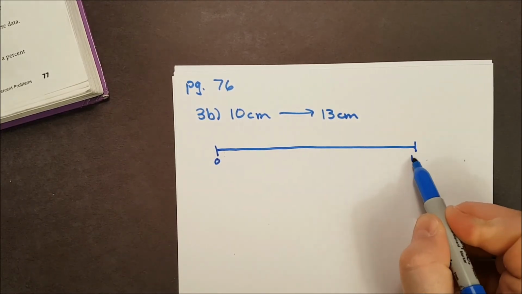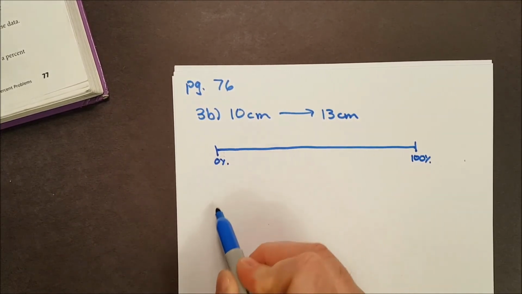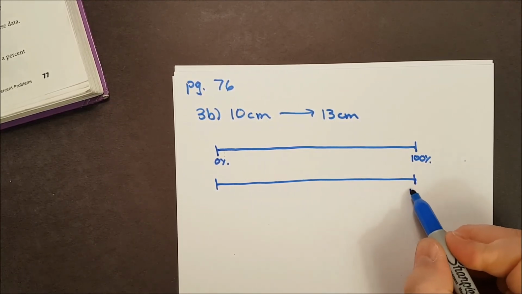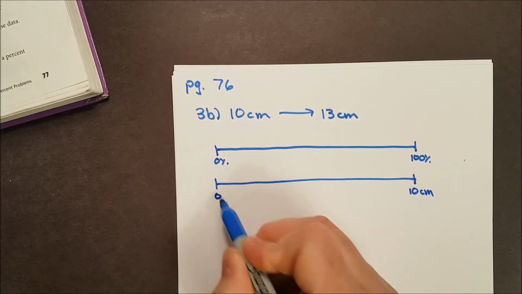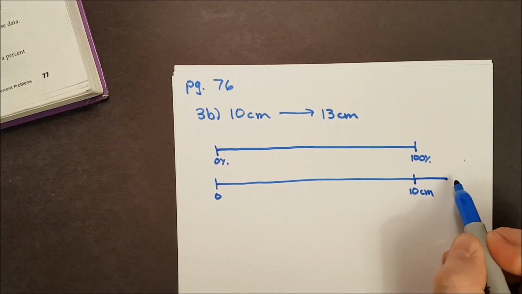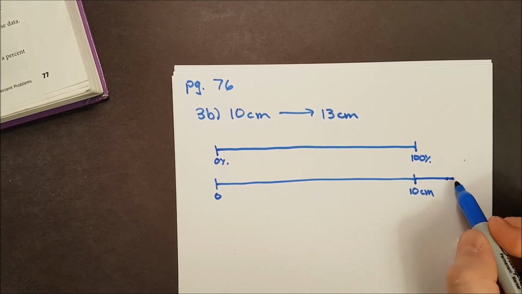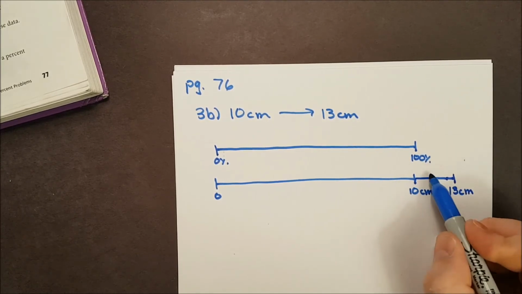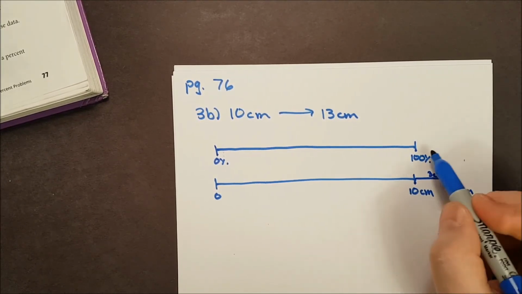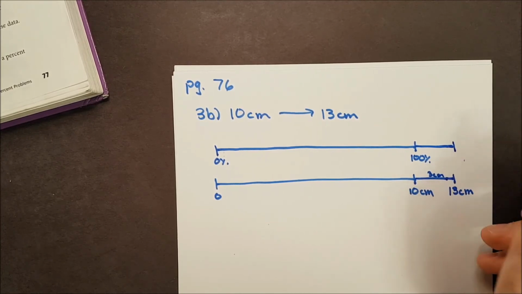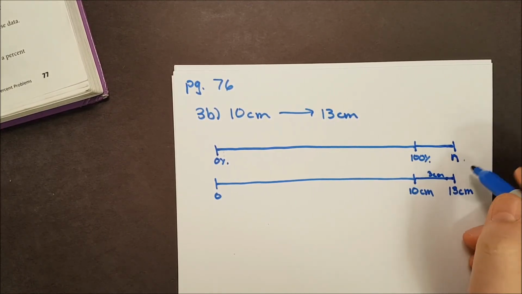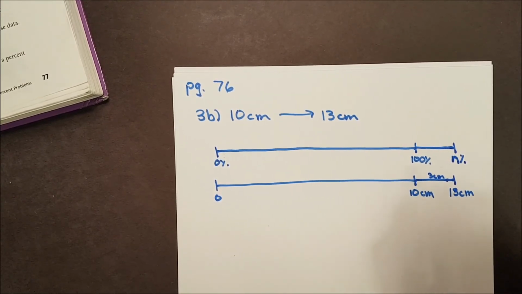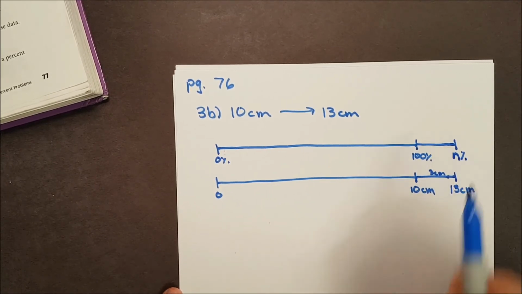So 0 to 100%. And we have here 100% of the elastic's length is 10 centimeters and 0 here. And we're told that it's stretched, well, to 13 centimeters. So an extra 3 centimeters here stretched, and we need to find out what is the percentage here, the total percentage beyond its original length. All right, so we need to find n%.